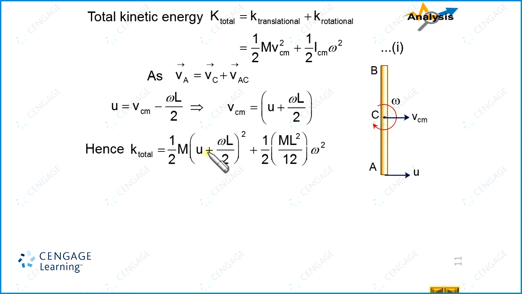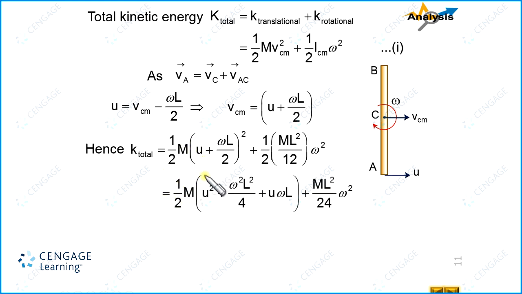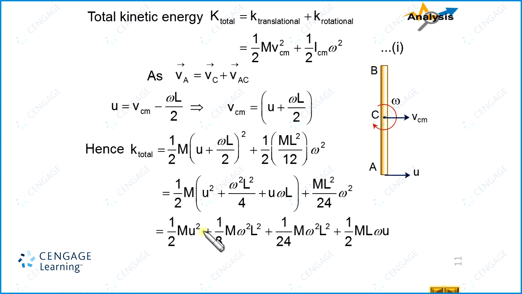Now we can expand this term. We can write this as 1 by 2 M times [u square plus omega square L square by 4 plus 2 multiplied by u multiplied by omega L by 2]. So this is u omega L, and this is ML square by 24 omega square. We can further simplify. This is half M u square plus 1 by 8 M omega square L square plus 1 by 24 M omega square L square plus 1 by 2 M L omega u.